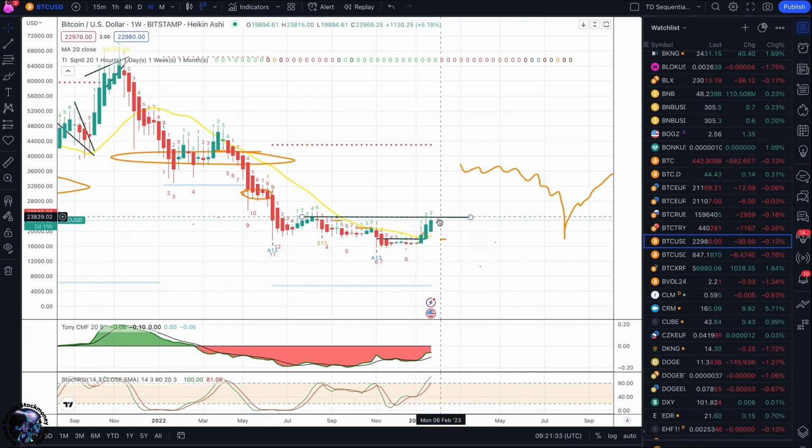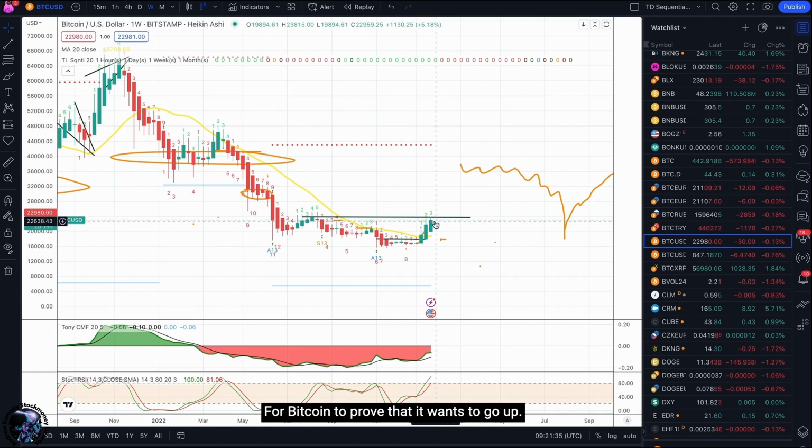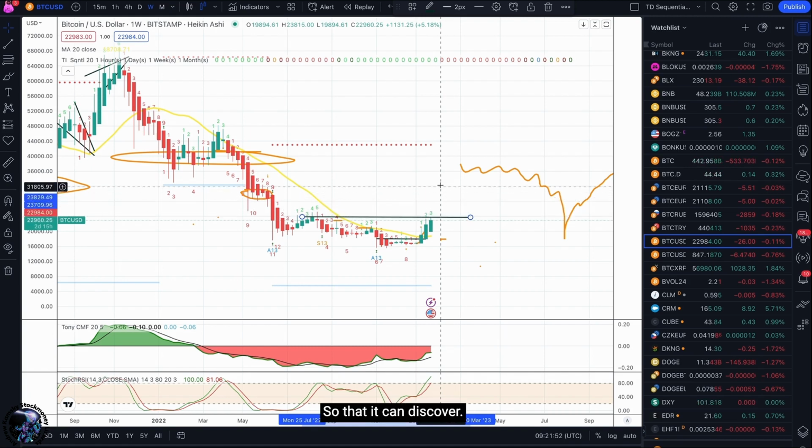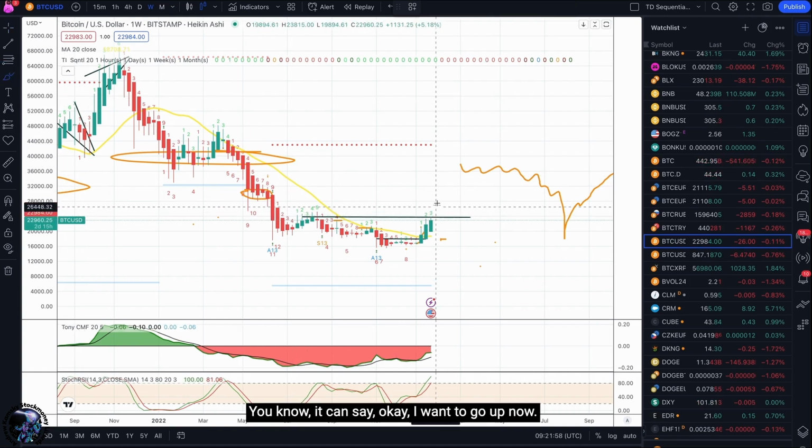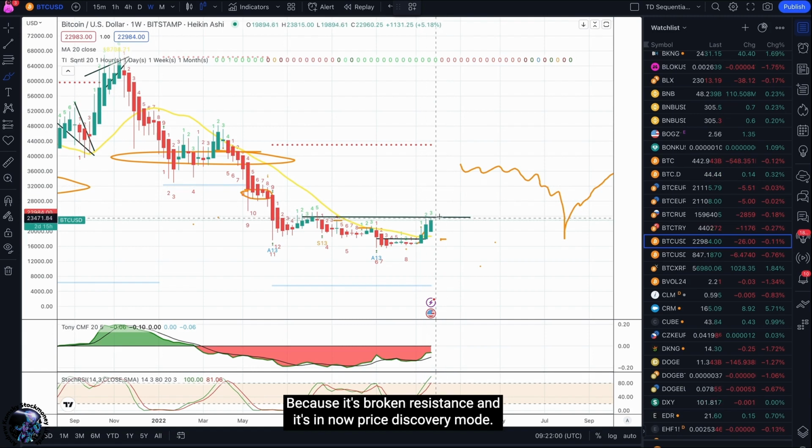Now, for Bitcoin to prove that it wants to go up, it has to pass certain price levels. I'm sure we can all agree on this. That first price level is this 24,000. It needs to break above the resistance line so that it can discover where it wants to go. It can say, okay, I want to go up now. Why? Because it's broken resistance and it's now in price discovery mode.